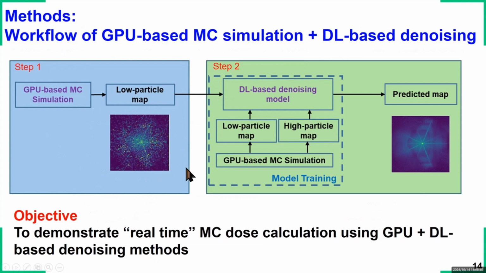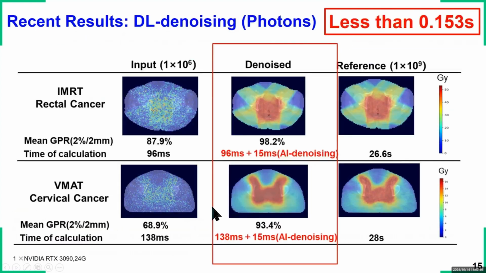In the second step, we feed that low particle number dose map into the neural network denoising model, which would predict a result that's equivalent to the dose calculation from a large number of particles. Of course, our objective here is to demonstrate the feasibility of real-time Monte Carlo dose calculations. Very recently, we received some very exciting results. In the next 3 slides, I will share those results with you.